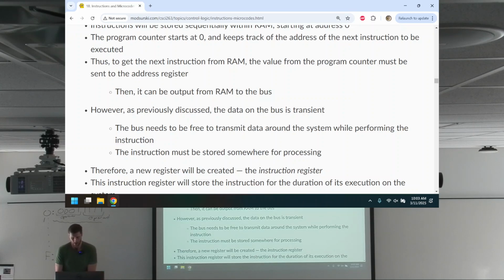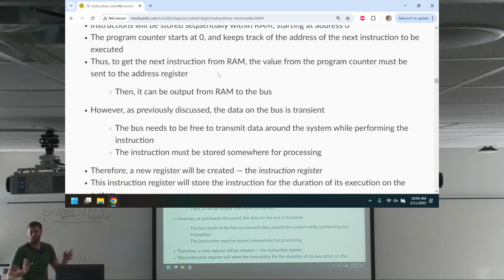So, okay. Thus to get the next instruction from RAM, the value from the program counter must be sent to the address register, then it can be output from RAM to the bus. However, as previously discussed, the data on the bus is transient, right? Like always before, like when it came to the output register or the address register. If I want to put something on the output register and I just output the data on the bus, well, the value of the data on the bus is always changing. So the output register would always be jumping around. So if I want to isolate some data from the bus, what do I do? I put it into a register.